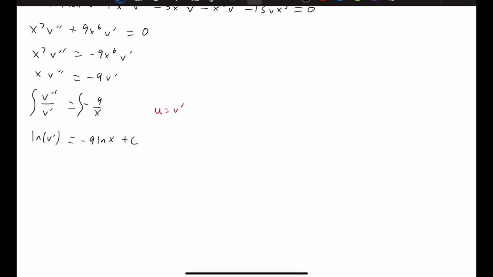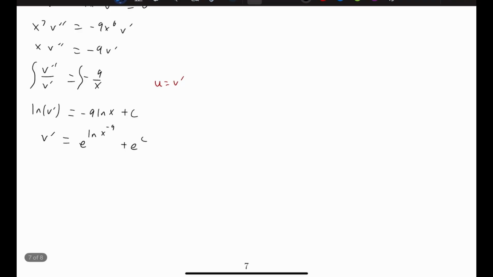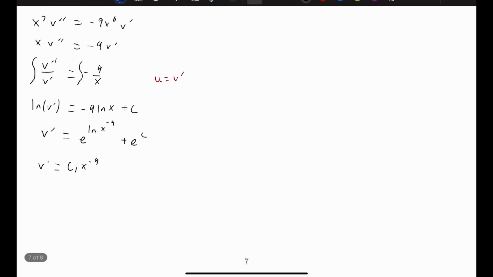When we go ahead, we can exponentiate both sides, so we'll end up with v prime equals e to the, we're going to move that x up into the power using our log rules, plus e to the c. And then using our power rules there again, we'll get v prime is equal to c1 x to the negative 9th. Remember, we're just combining this constant term that would get added up here down in front. It's just c1 because it's a different c than that initial c we were using.